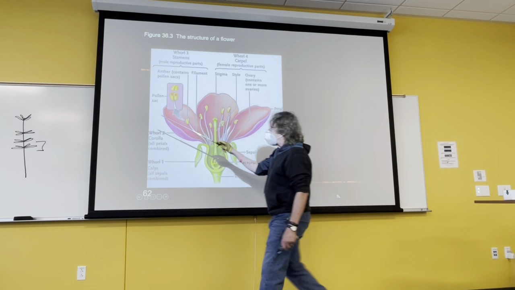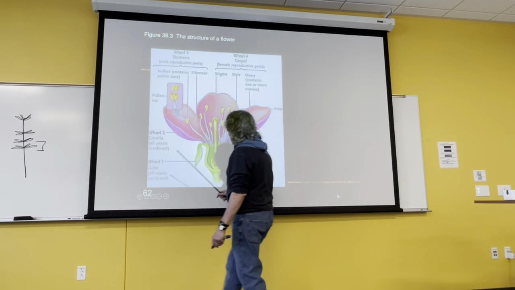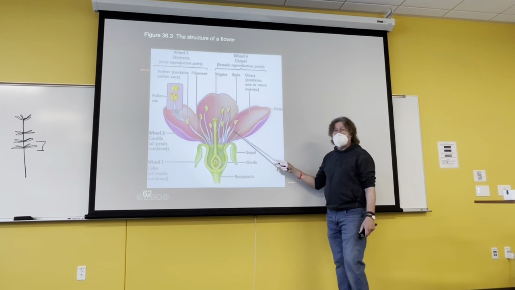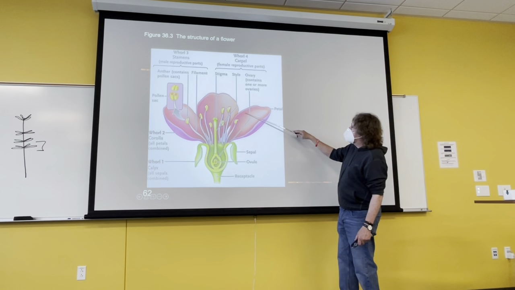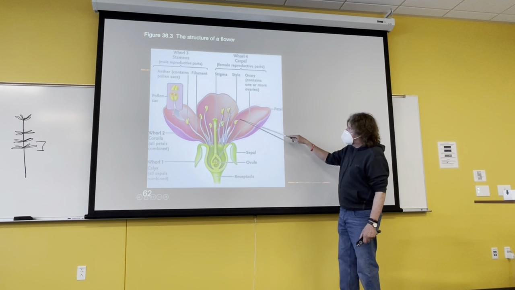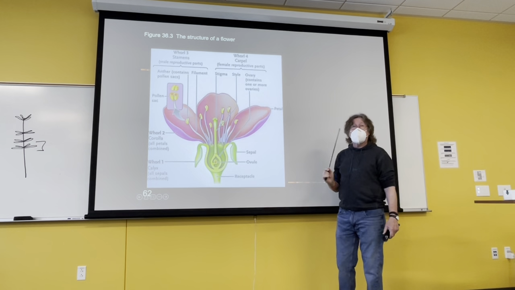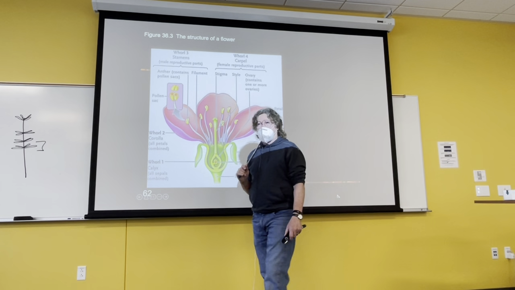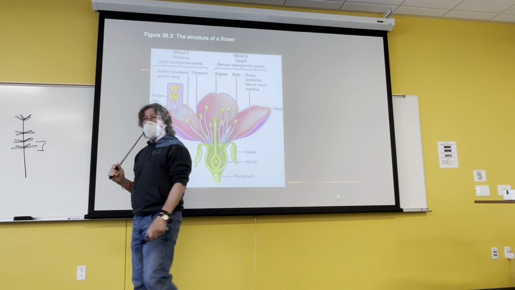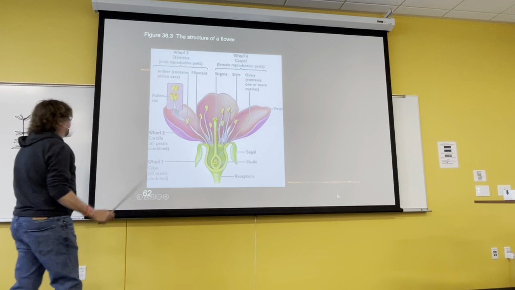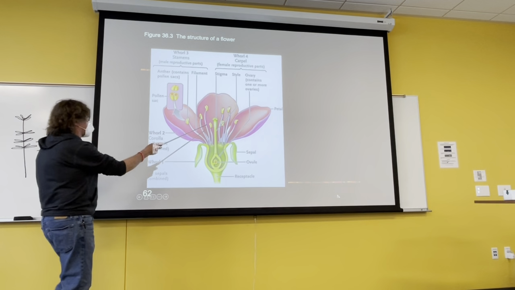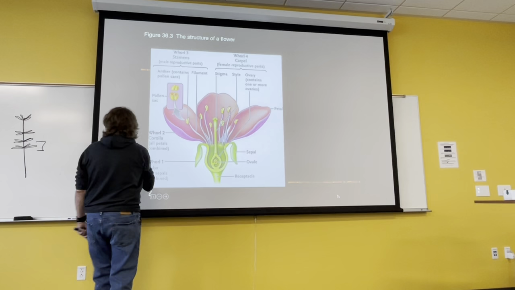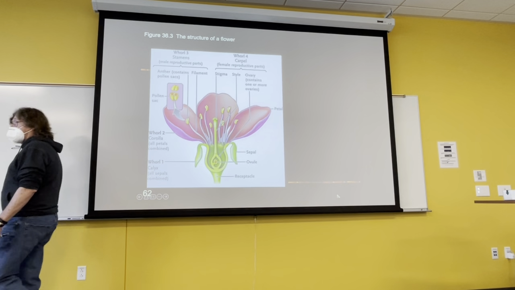The next whorl, the third one, these are really modified leaves. They're stamens. A stamen consists of the anther at the end. The anther usually has 4 chambers, 4 sporangia. So inside of the anther are the sporangia. And then lastly, right in the middle is the carpel, which consists of the last whorl.